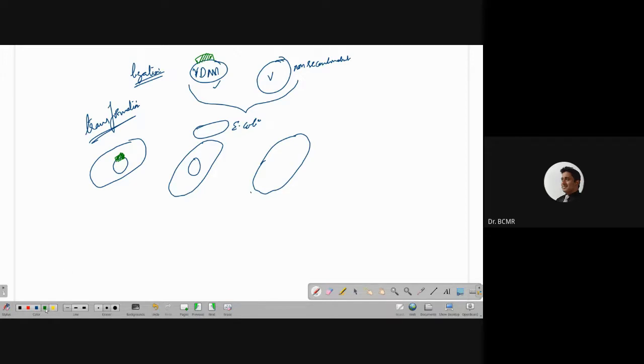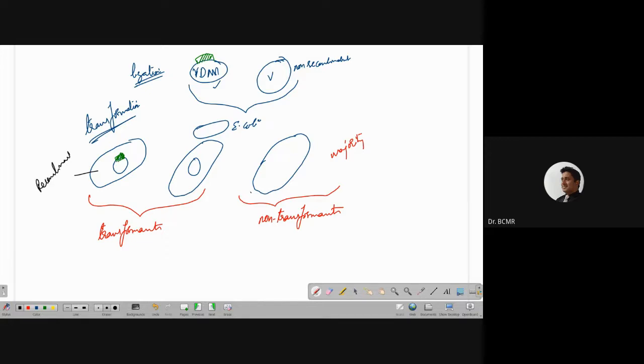So these two would be called transformants. That means they have acquired DNA. And the majority of the cells would not have received DNA. Those would be called non-transformants. So within the transformants, again, we have two categories. This is a recombinant, right? This is what it has acquired. The other cell is a non-recombinant.